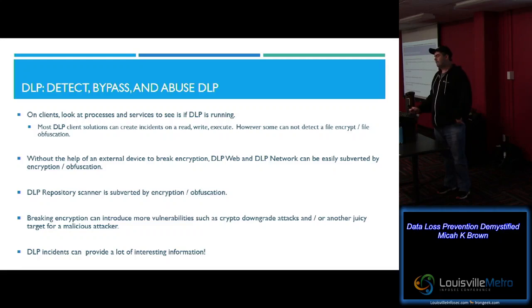But without the help of a device to go through and break encryption, pretty much all DLP is going to fall flat. So as long as a malicious adversary can encrypt or even obfuscate the data, it's trivial for them to transform it, even by adding dashes between, say, a social security or a credit card number. Something that little of a transformation is enough to break most all current DLP products. Likewise, the repository scanners are very susceptible to the introduction of any type of cryptography or data obfuscation.